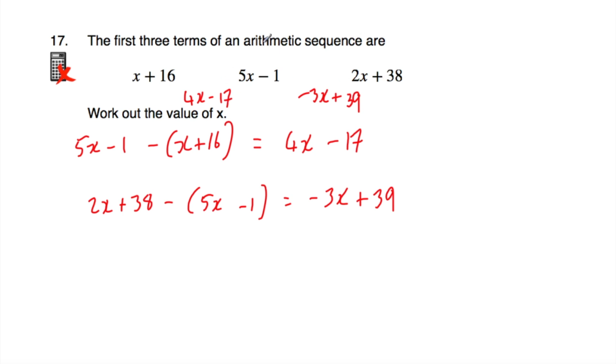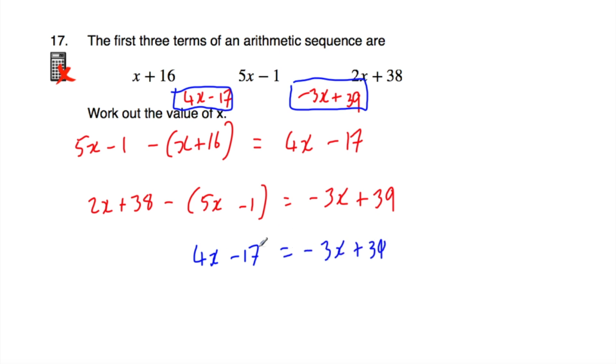Now, because this is an arithmetic sequence, the difference between these two terms will be equal to the difference between these two terms. And I'm just going to write that down, and I'm just going to change colour of ink here. So this difference is the same as this difference. So let's write that down. That 4x minus 17 will equal minus 3x plus 39. Now we just need to solve this.